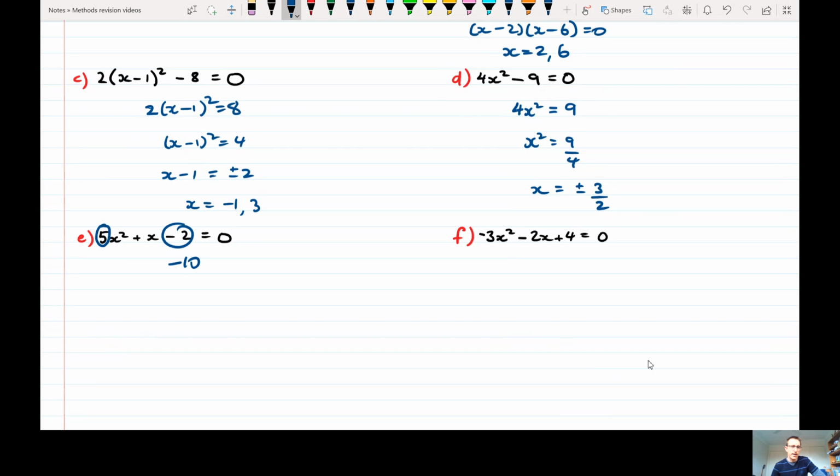Are there any factors of negative 10 that add to 1? I don't think so, because 5 and negative 2, or negative 5 and 2 are factors. They don't add to 1, and neither is 10 and negative 1. So we're going to have to use quadratic formula here. Again, I could use completing the square and then isolate x, but that's going to take way longer than I need to.